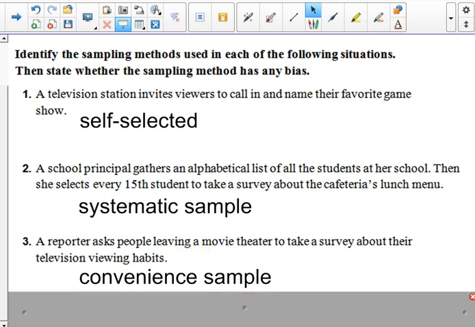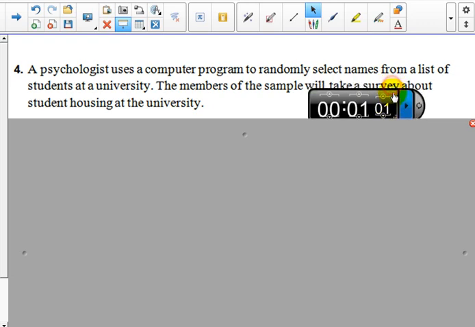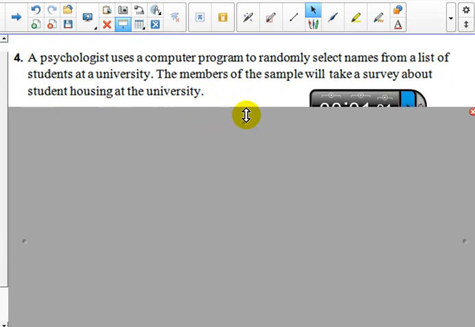All right, any questions over those? Okay, let's look at the next one. A psychologist uses a computer program to randomly select names from a list of... Hey, it won't let me move anything. There we go. List of students at a university. The members of the sample will take a survey about the student housing at the university. So I want you guys to do this one on your own and tell me if it has bias or not. Just a yes or no. Has bias or no bias.